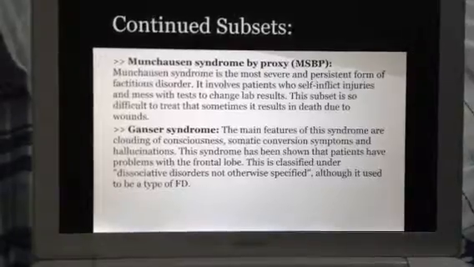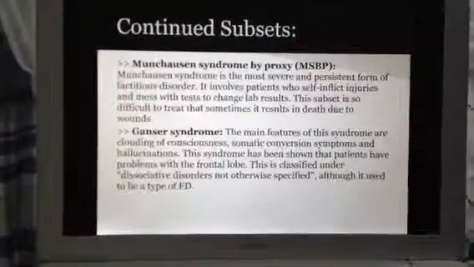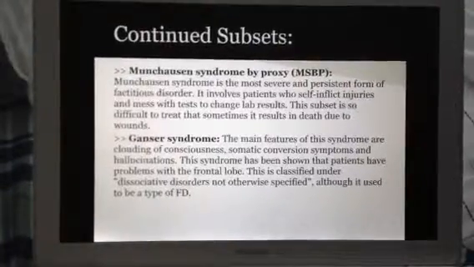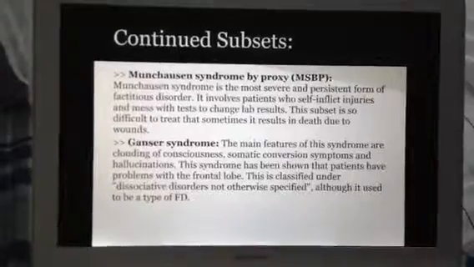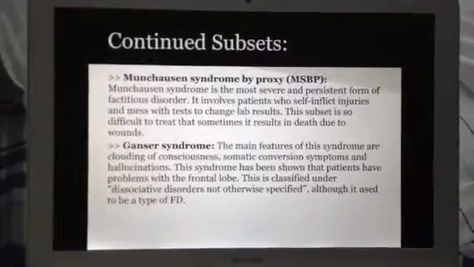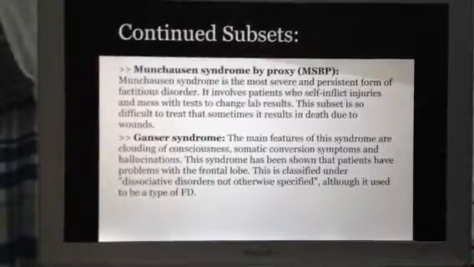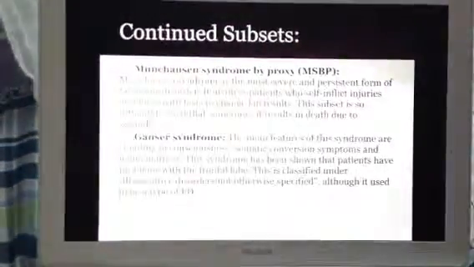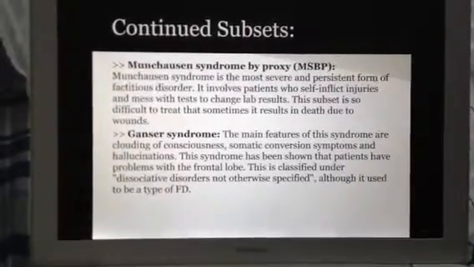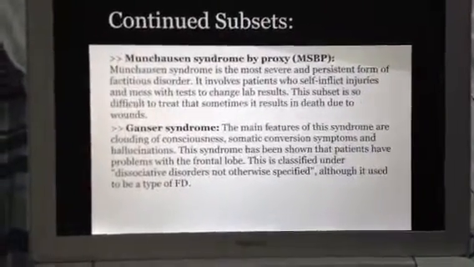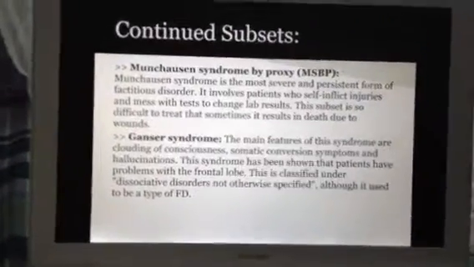Another type is Ganser syndrome, which recently has been classified under dissociative disorders, not otherwise specified, rather than a factitious disorder. But for a while, it was a factitious disorder. The main features of the syndrome are clouding of consciousness, somatic conversion symptoms, and hallucinations. This syndrome, once studied on patients, shows that these patients have problems with their frontal lobe.